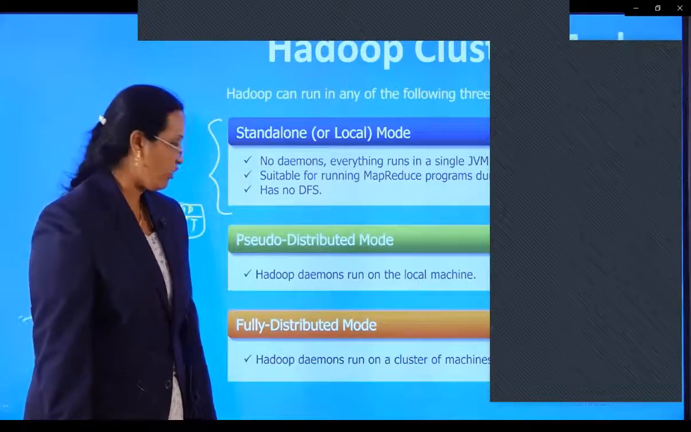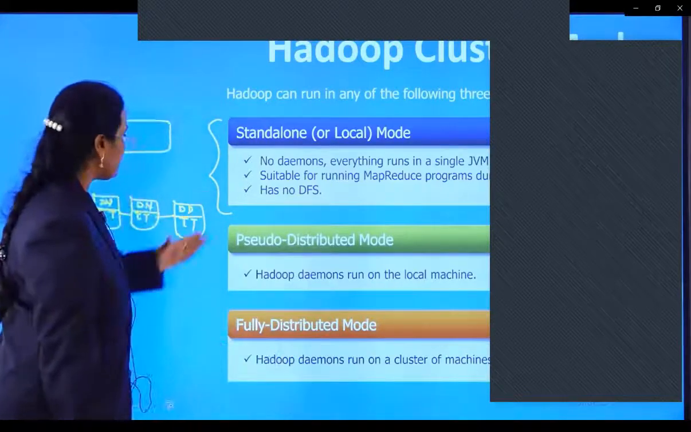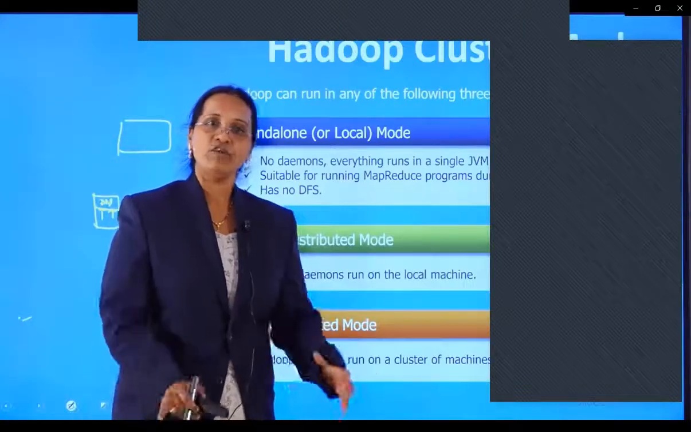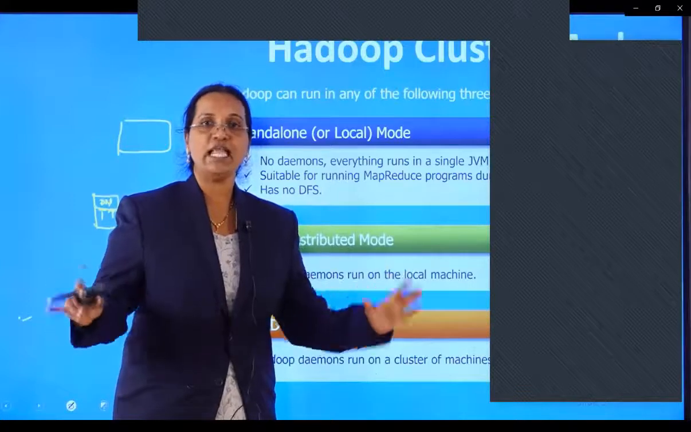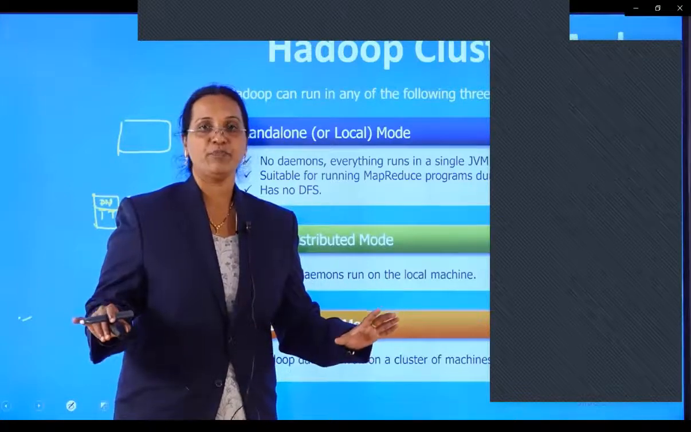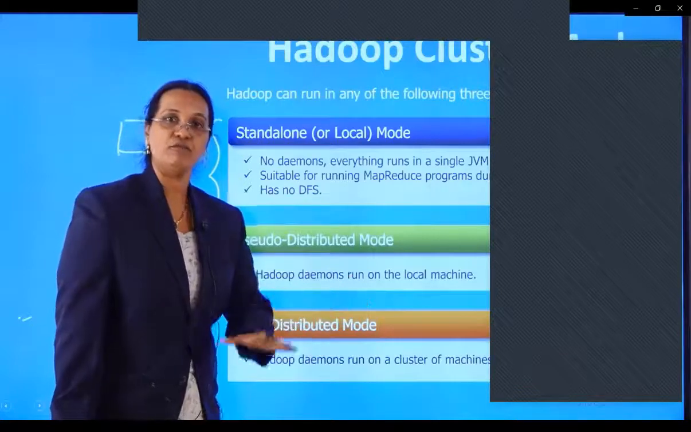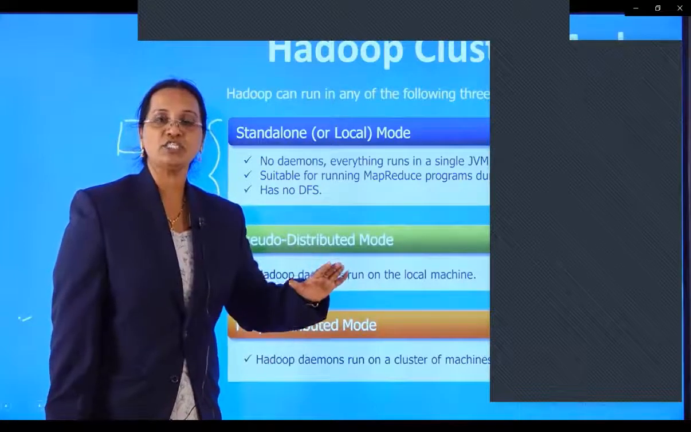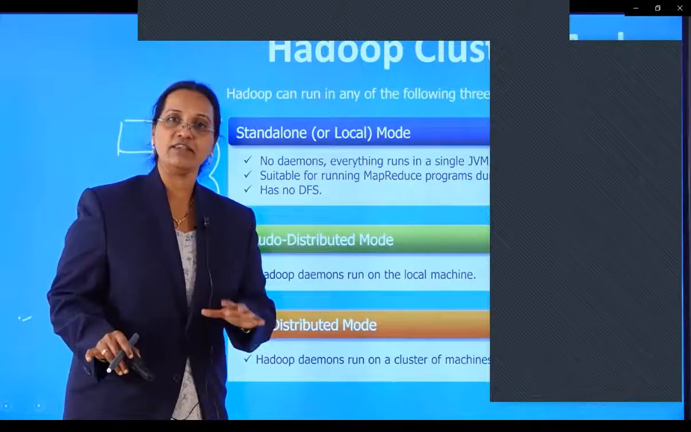In fully distributed mode, Hadoop daemons run on a cluster of machines. That means in this fashion the cluster is going to be made. 100 machines or 100 slaves will be there, and we will keep one master node. It will be like a big laboratory with a full establishment of the cluster. That is the fully distributed mode. In our labs we have a fully distributed mode. We have slave machines and master machines separately, and they are connected with one another in the network, right?